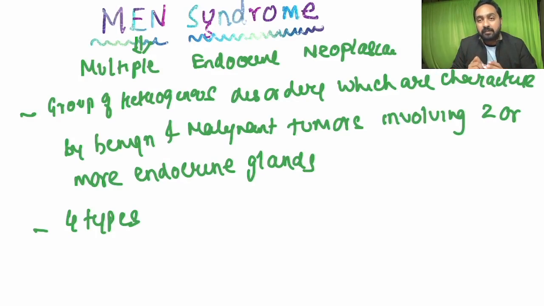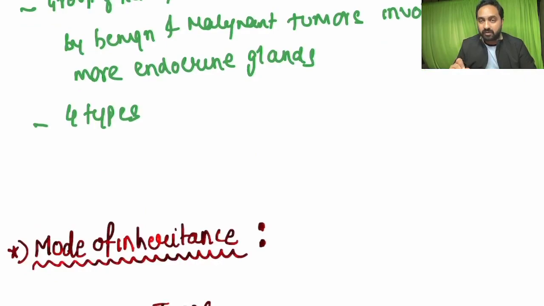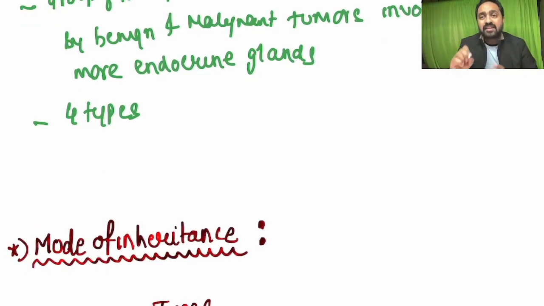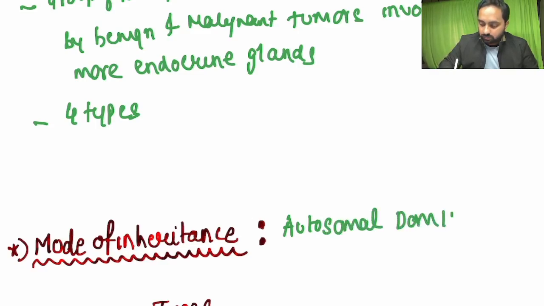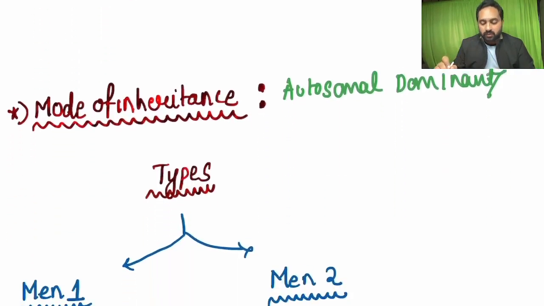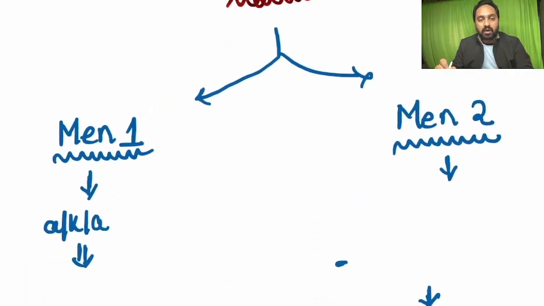commonly seen MEN syndromes. Now, what is the mode of inheritance of MEN syndrome? Please, there is no confusion regarding it. It is autosomal dominant. Now, let's discuss a few important points regarding MEN 1 and MEN type 2 syndrome. So, first regarding MEN 1.